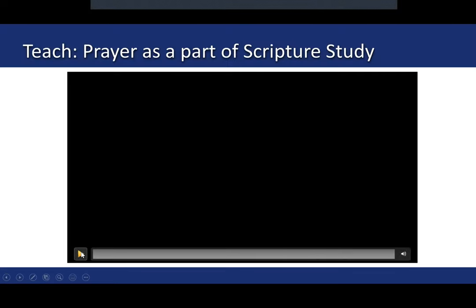If there's anything I've learned about studying the scriptures, it is that what you ponder and pray about is far more important than how much ground you cover.